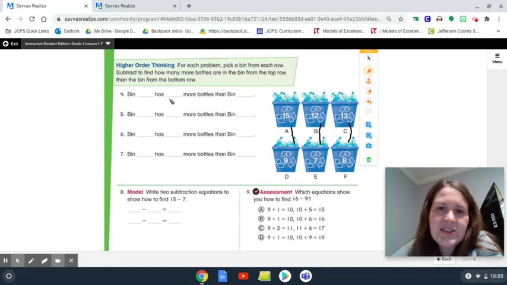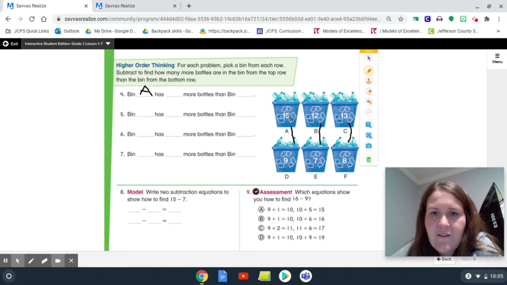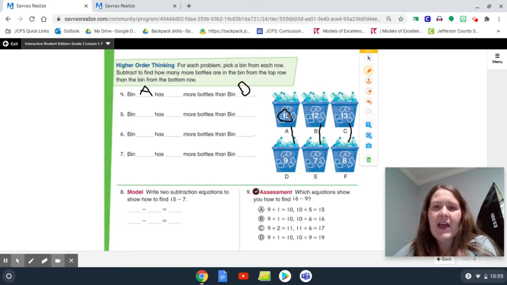So we could say bin A has 15. That's the number you're looking at. So this bin has 15 bottles. So it says bin A has blank more bottles than bin D. So this is where we put the numbers. So if this one had 15 and this one has 9, that's where you find out how many they have.